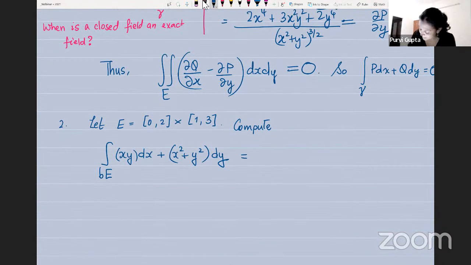And rather than parameterizing the curve, I will apply Green's theorem. And why can I apply it? Because if you look at this vector field, it's well defined everywhere and it's C1, it's smooth everywhere. So this becomes the integral over E, and let's use a double integral because that's what we use. We take the derivative of the Q part with respect to x minus the derivative of the P part with respect to y.